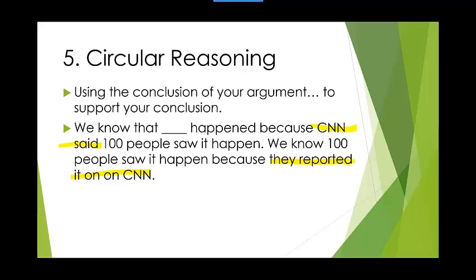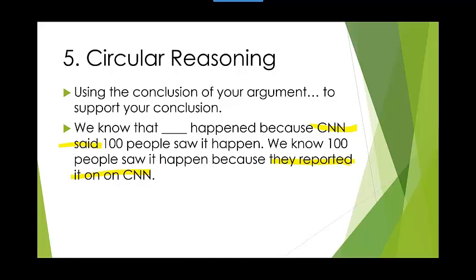Or maybe they're just mistaken. So you use CNN on both sides. You say CNN said that 100 people saw it happen, therefore the event must have happened. And we know that there were 100 witnesses because that's what they reported on CNN.